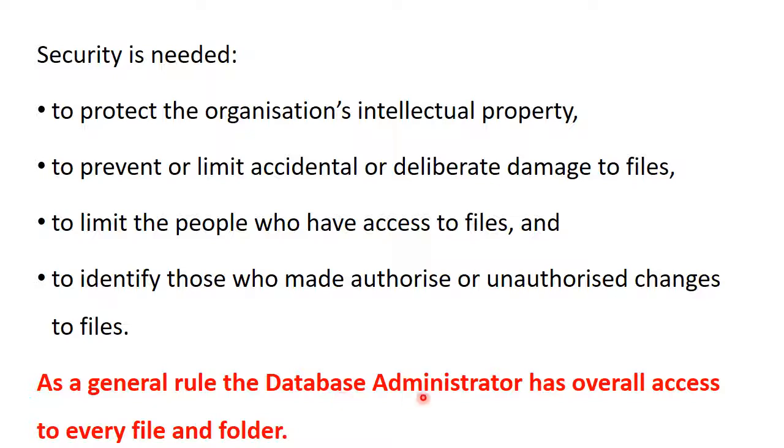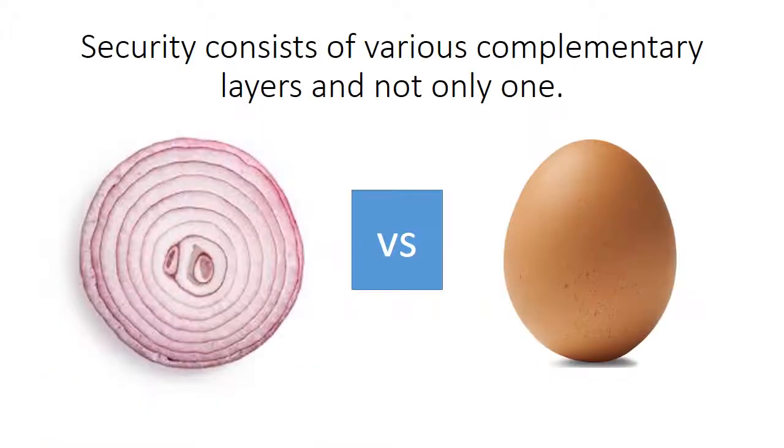As a general rule, the database administrator has overall access to every file and folder. Now, security consists of a complementary set of layers. Security must be like the layers of an onion versus an egg. If you make a hole in the eggshell, the whole egg is ruined and everything is finished. While security works like the layers of an onion: if you penetrate one layer, there's still another layer. So all the layers that we discuss here complement each other.